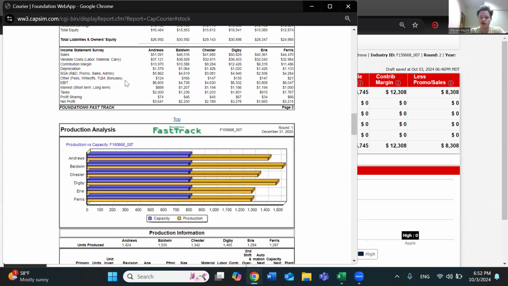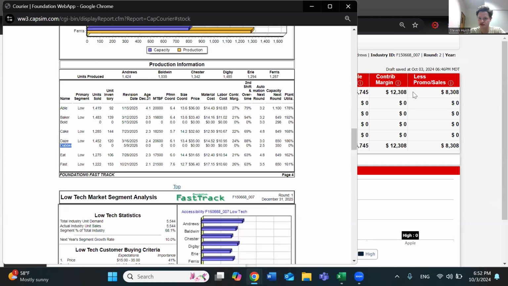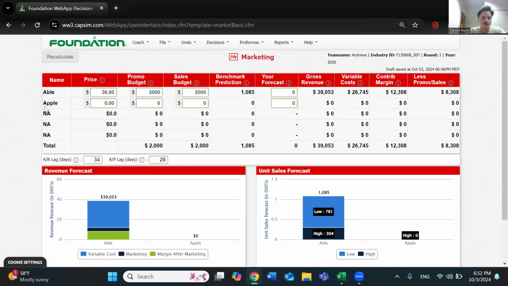The same thing applies if you create your own products. You can see right here that I've created this product right here called Apple. If Able and Apple are in this exact same position, similar pricing, then I know that Apple is going to take away from Able's market share. And so I need to take that into account in my forecast because it's going to change based on how many products are entering the market.